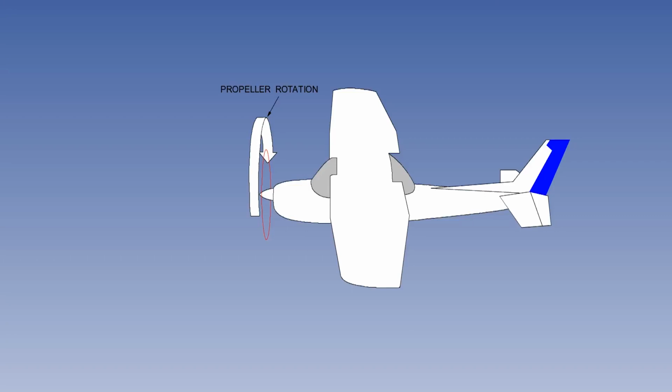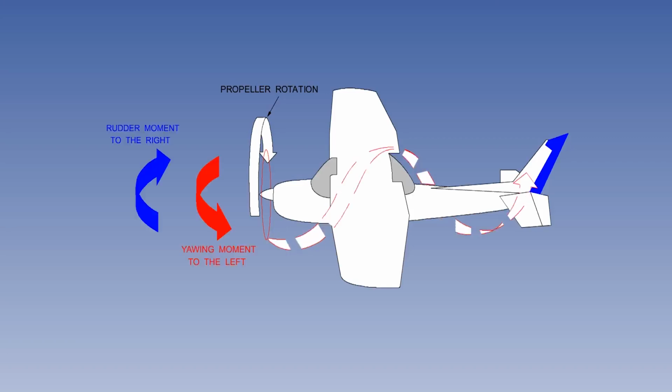We will consider spiral slipstream here. The propeller on the majority of aircraft rotates clockwise when viewed from the rear. Therefore, the prop wash will also rotate clockwise and approach the fin from the left. This generates a left yawing moment. The left yawing moment from the propeller slipstream is balanced by an application of right rudder from the pilot.